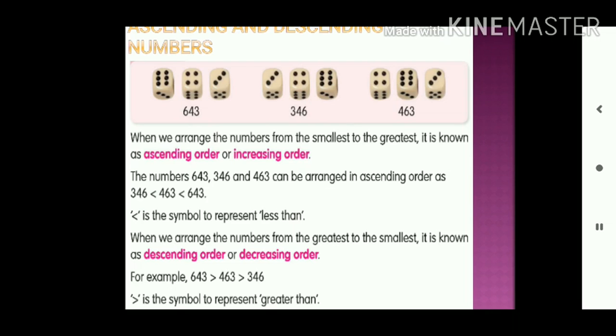Ascending and descending orders. Okay, so what is that? Let's see, we have 3 sets of numbers over here. The first one is 643, 346 and 463. Oh my god, it looks all similar. So, when we arrange the numbers from smallest to greatest, it is known as ascending or increasing order. And when we arrange the numbers from greatest to smallest, it is known as descending or decreasing order. It is very simple because you have already learnt about all these in your previous classes. Fine, we will move on to the next topic.